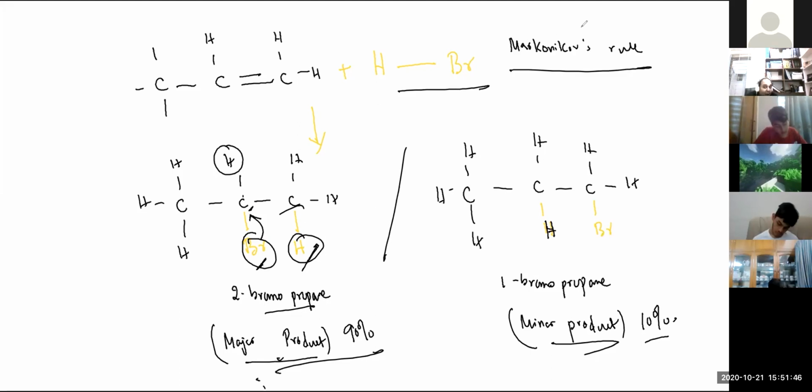So your task is what does Markovnikov's rule state and what is the reason behind this? So what is the major product? Major product is when the halogen is bonded to a carbon, which is in turn bonded to the least number of hydrogen atoms. We call it Markovnikov's rule.